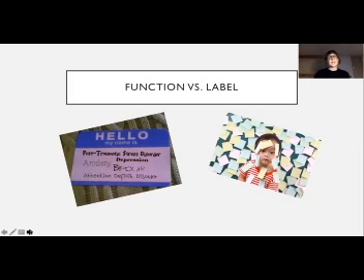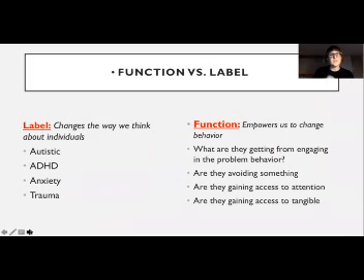So we can often say, you know, oh, they have PTSD, or they're depressed, or they have anxiety, or bipolar, or ADD, and that's why they engage in the behavior. But you can have two students that have severe anxiety that engage in the same behavior for different functions. So labels change the way we think about individuals. They're autistic, they have ADHD, they have anxiety, they have trauma. We're not saying that those things aren't true, but that doesn't help us really change the behavior. Function empowers us to actually change the behavior.